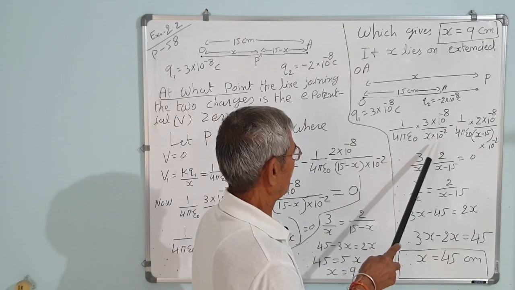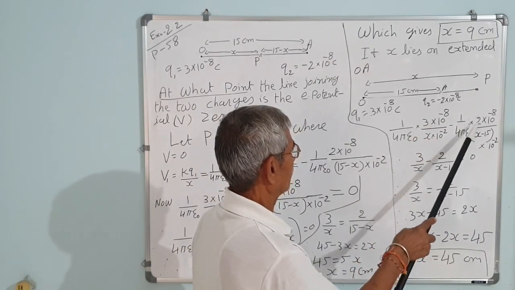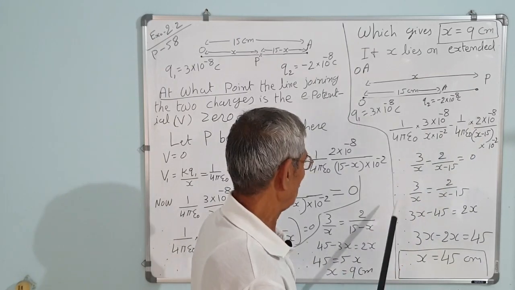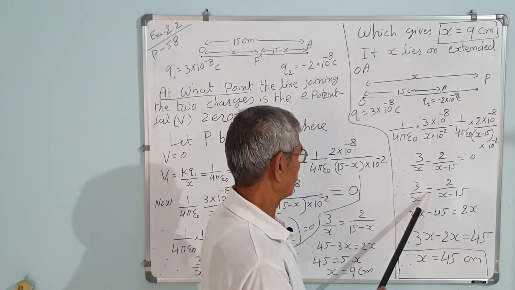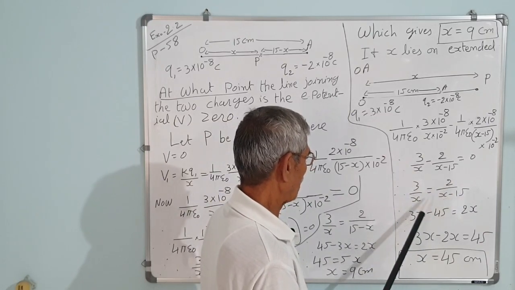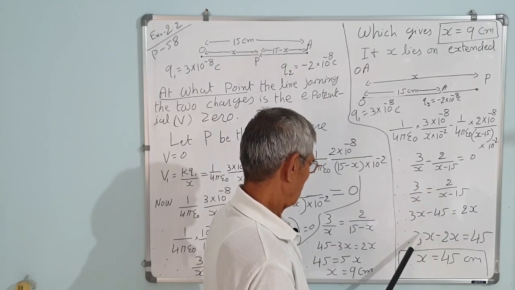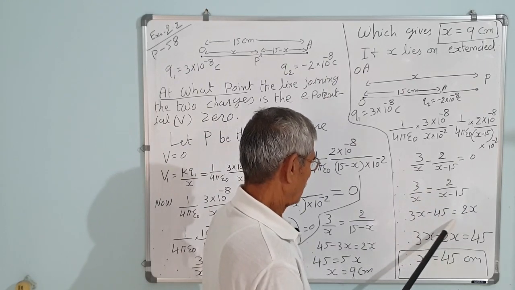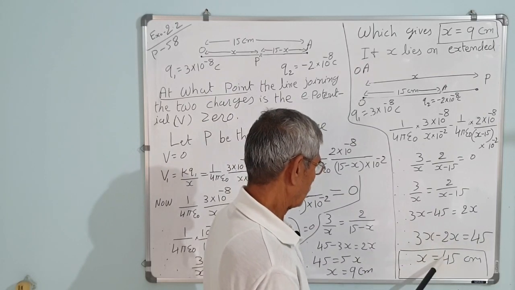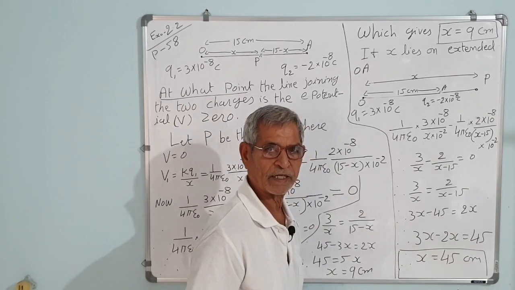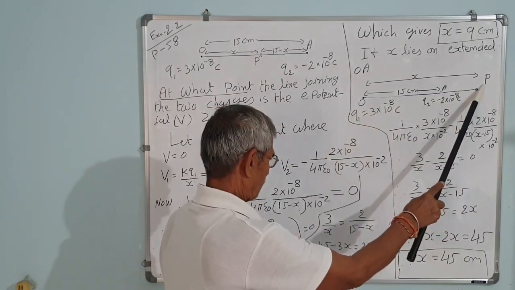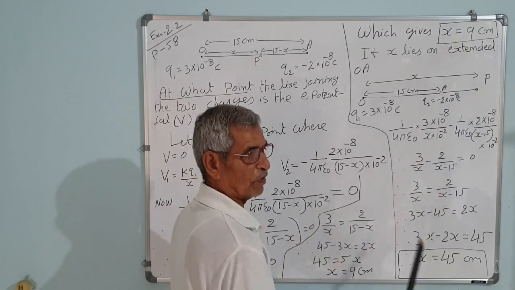Therefore, simplified, 3 upon X minus 2 upon X minus 15 is equal to 0, others are common as previously. Therefore, 3 upon X is equal to 2 upon X minus 15. Therefore, 3X minus 45 is equal to 2X. Therefore, 3X, change the side, minus 2X is equal to 45. Therefore, X is equal to 45. So, on the axial line at the point 45 centimeter, potential will be 0.